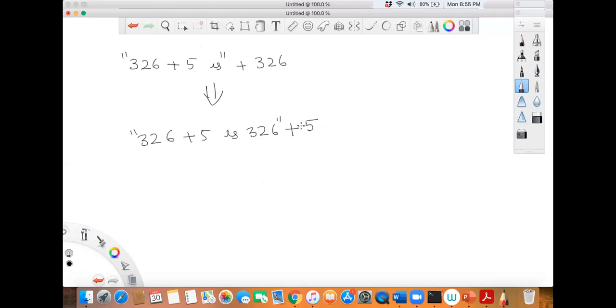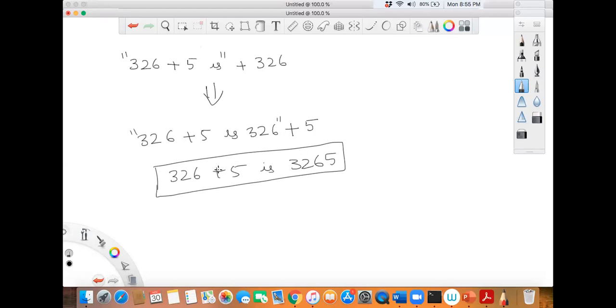Okay, now plus 5. Now this string, when getting concatenated with this 5, what will happen? So it becomes "3 to 6 plus 5 is 3 to 6". This gets attached with this. Therefore, the output is "3 to 6 plus 5 is 3 to 6 5". Is that okay? Guys, do you understand this or not?